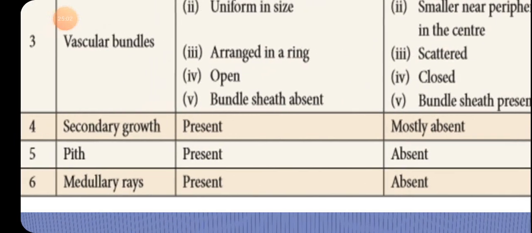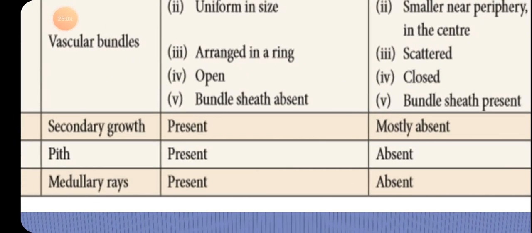Okay, secondary growth. If cambium is present, the dicot stem has secondary growth also. Secondary growth means side or lateral growth, so that a woody plant forms. But cambium is absent in the monocot stem, so secondary growth is also absent. Okay, pith. In the center region, inside the round vascular bundle ring, a large pith region is present. But in the monocot stem, there is no pith.